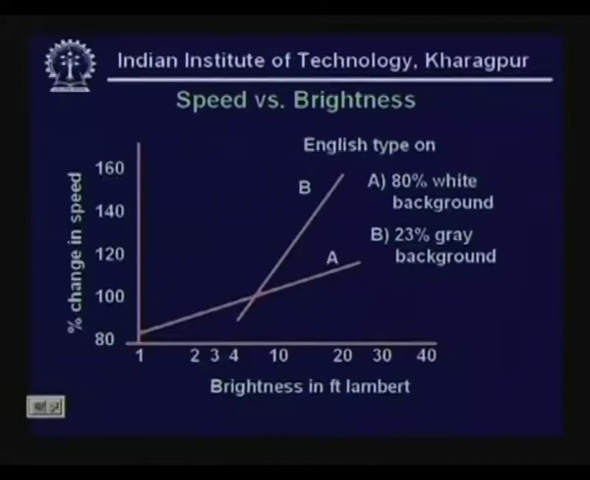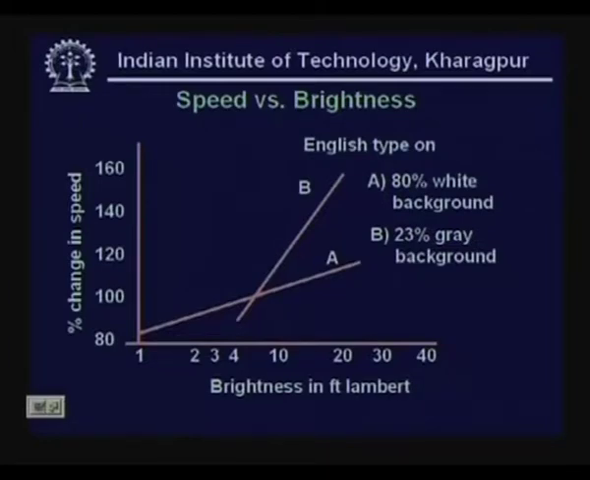If you see, the brightness is marked along the x axis. The two examples have been taken. Curve A, or the line A, corresponds to a situation with a 80% white background, and B is a 23% gray background. What do we observe? We observe the percentage change in speed when the background is white, considering a standard English type, is not much with increase in brightness. On the other hand, in a gray background, we find there is a rapid increase in change in the speed.